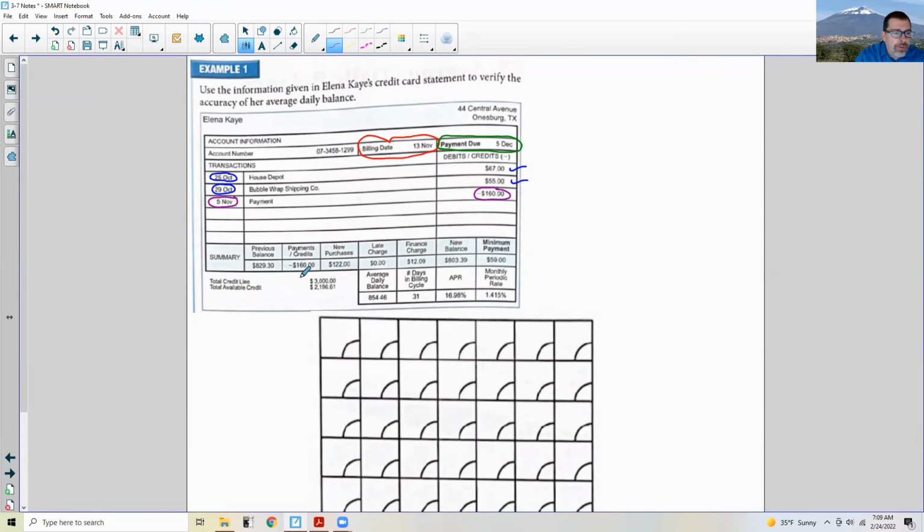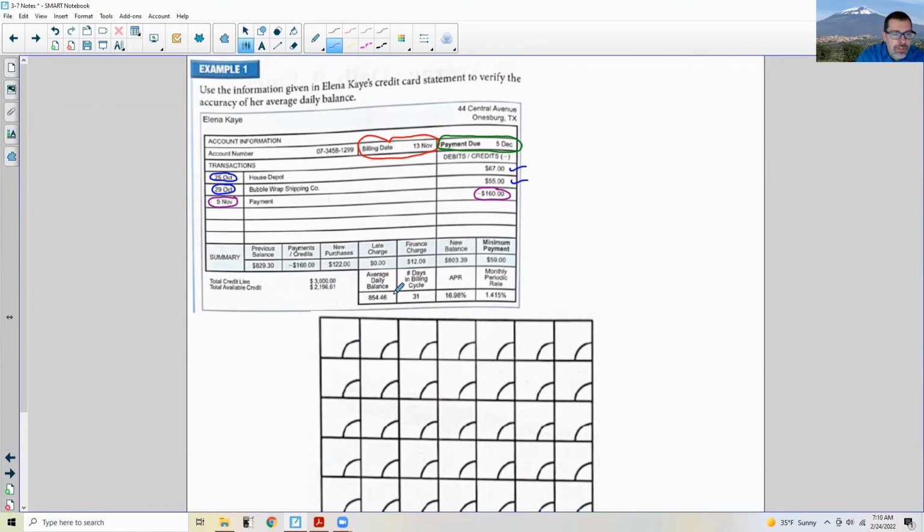Total credit line of $3,000, and total available remaining is $3,000 minus the current balance. Not the average daily, where is it? The new balance, $803.39. So you take $803.39 from $3,000, and her total available credit is $2,196.61. That just means that's how much more she could charge onto that card without going over the credit limit.